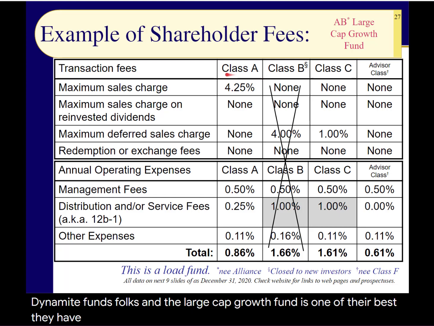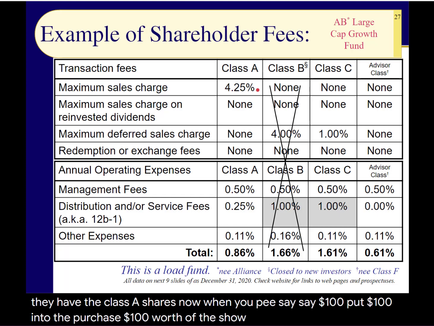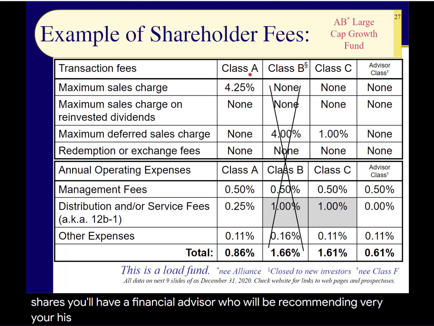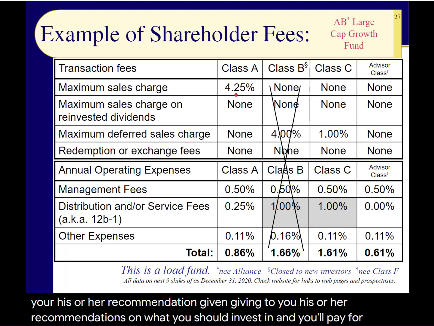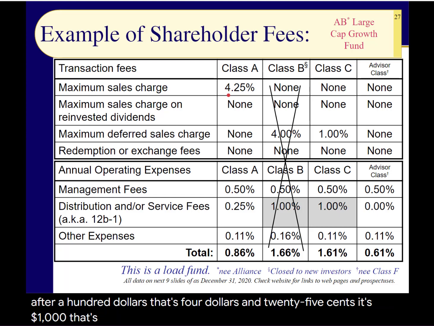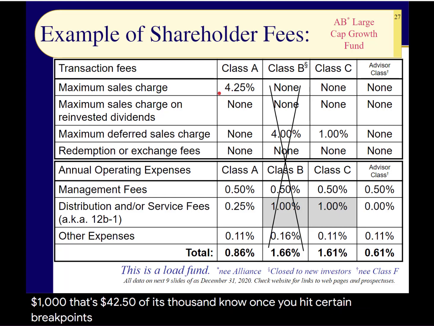They have the class A shares. Now, say you invest $100. If you go with the A shares, you'll have a financial advisor giving you his or her recommendations on what you should invest in. And you'll pay 4.25%. So if it's $100, that's $4.25. If it's $1,000, that's $42.50. If it's $10,000, $425. If it's $100,000, no. Once you hit certain breakpoints, the percentage goes down.